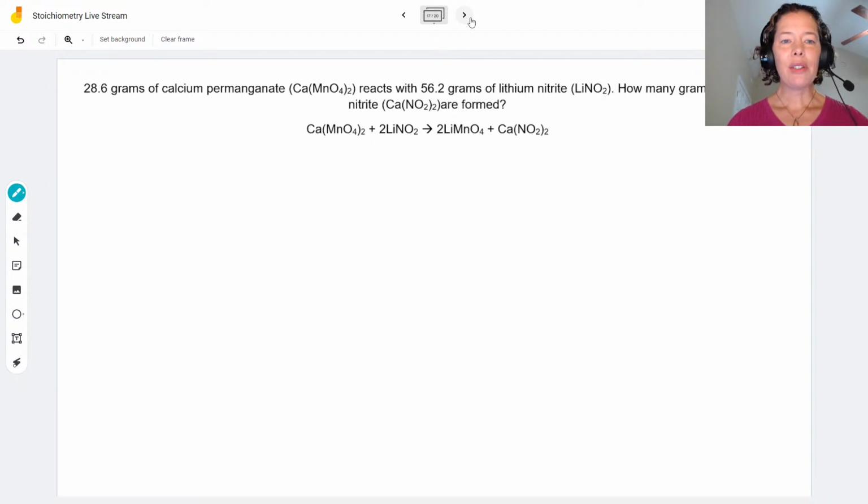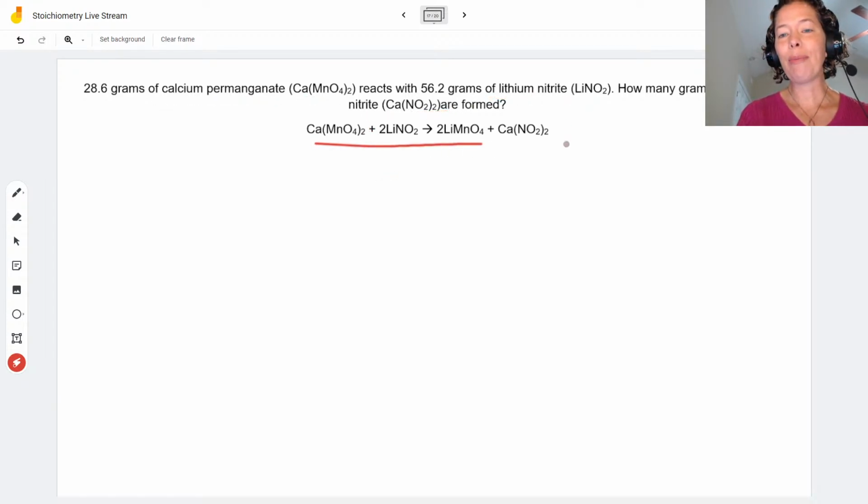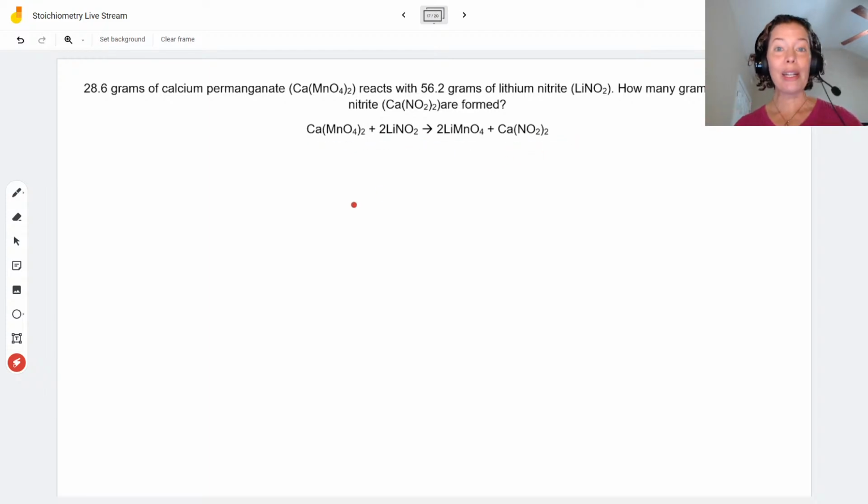Okay, so 28.6 grams of calcium permanganate reacts with 56.2 grams of lithium nitrite. How many grams of calcium nitrite are formed? Okay, so we definitely have a stoichiometry problem because we're given information about our calcium permanganate and lithium nitrite and asked about calcium nitrite. So we have our balanced chemical equation to link all three of these different compounds together. That's great. It's definitely a limiting reagent because I have information on both of my reagents and I need to figure out which one is going to run out first.